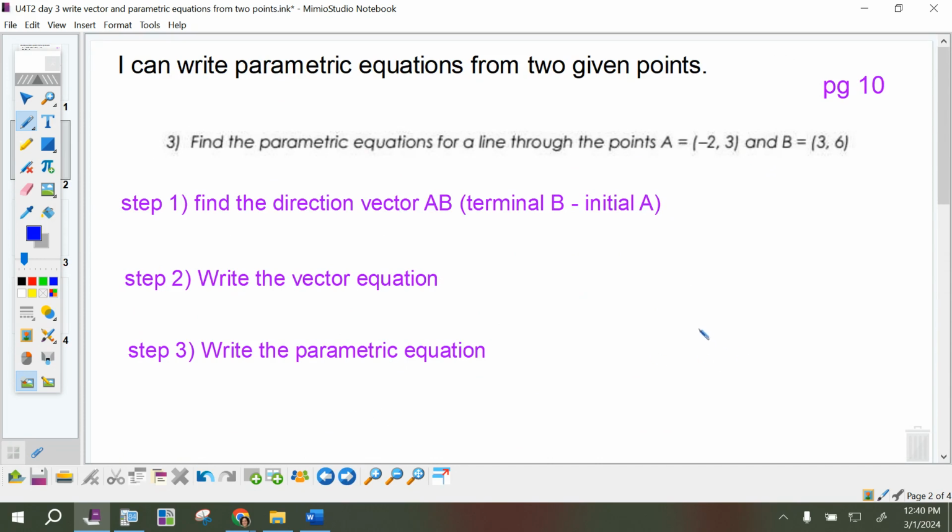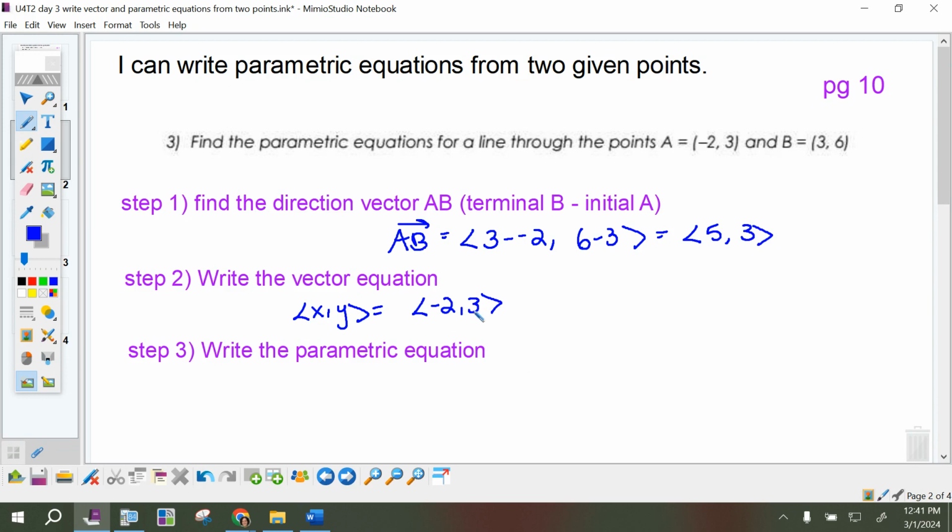All right, so let's try that again on number 3. Pause the video and see if you can do the first step of the component form. So terminal 3 minus negative 2, and then the y, 6 minus 3. So the vector equation is the initial, the origin to the A point, as a vector from origin to A, plus t, and then your direction vector. So for your parametric equations, x equals negative 2 plus 5 times t, and y equals 3 plus 3 times t.